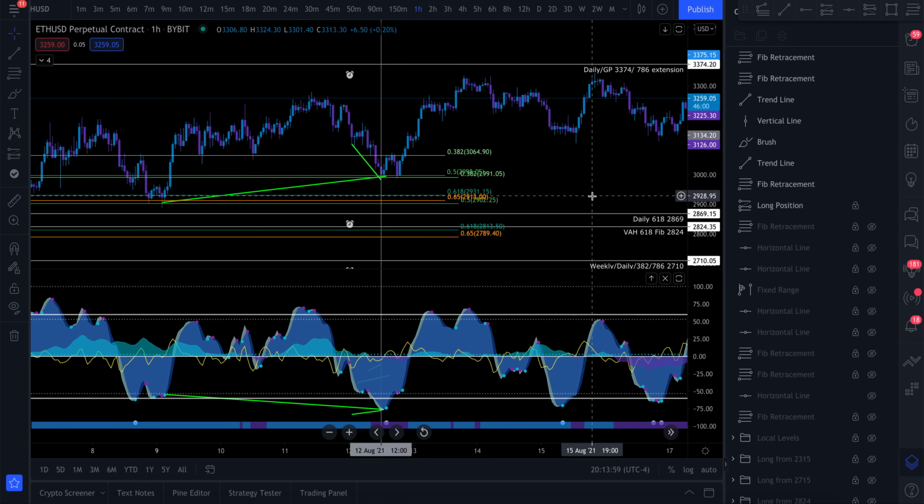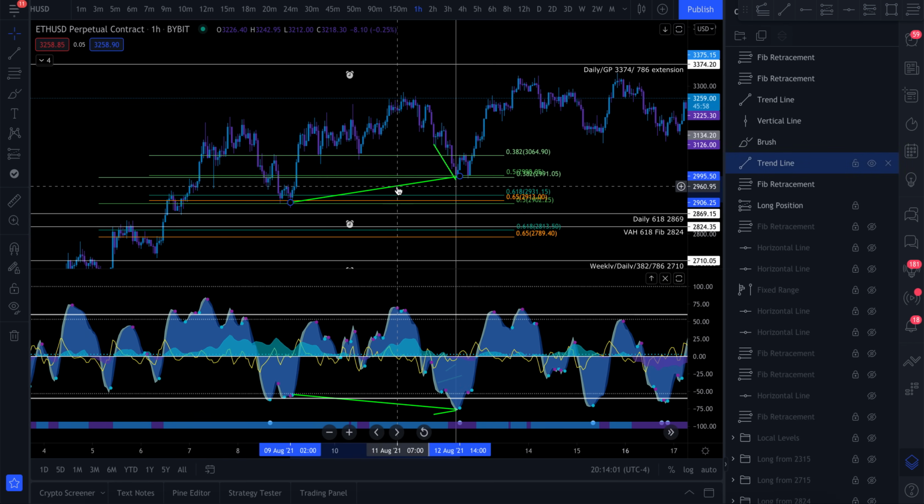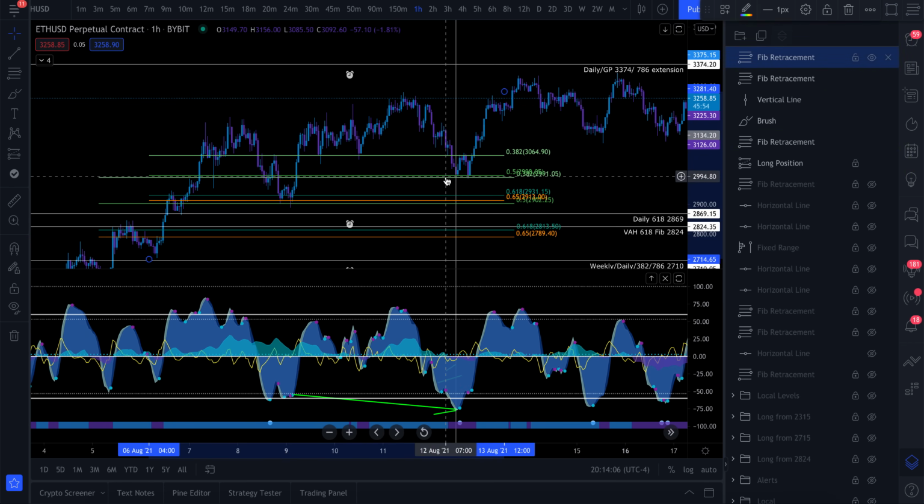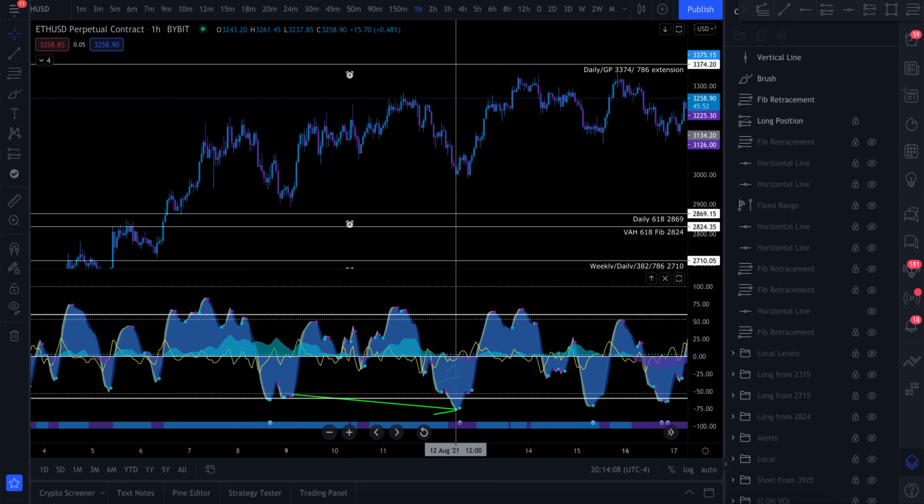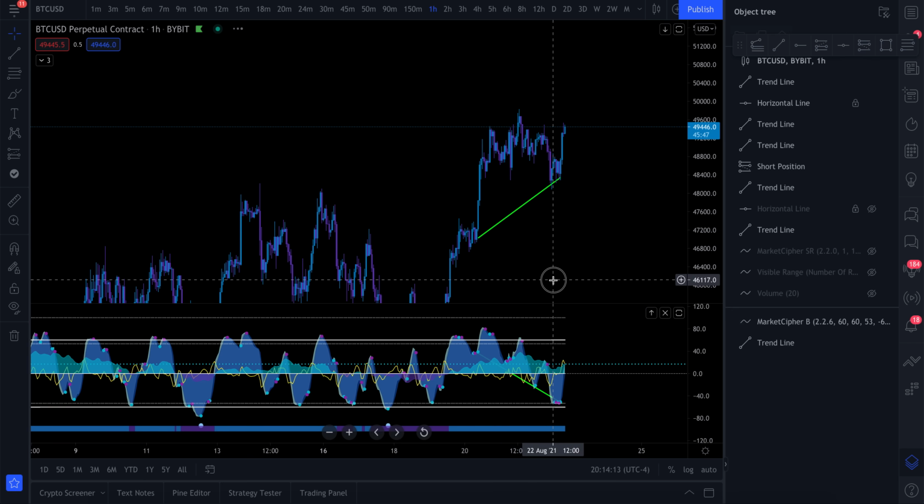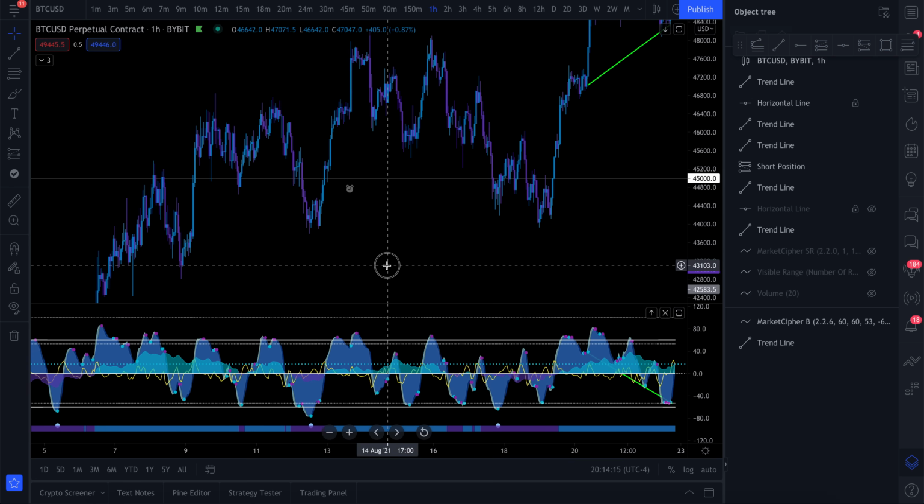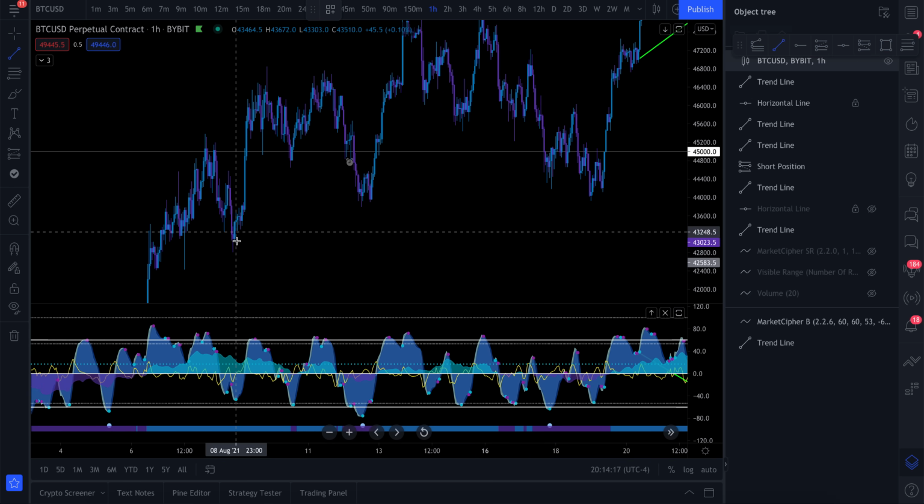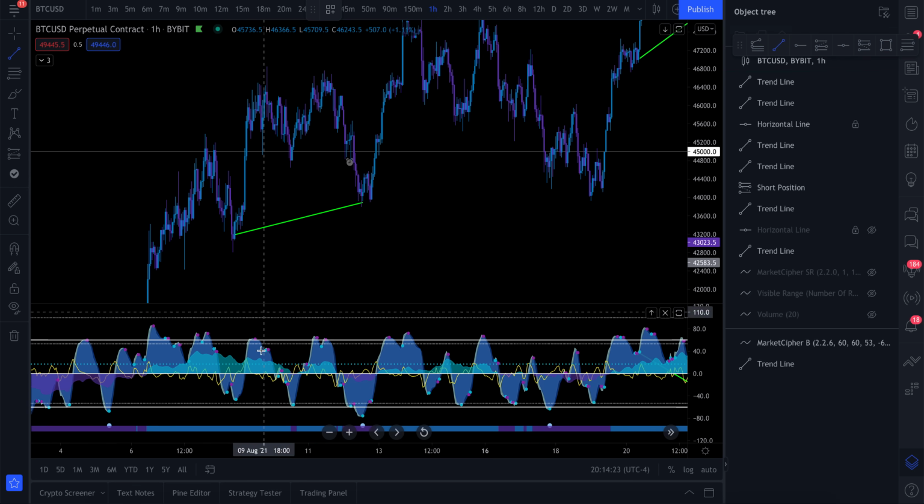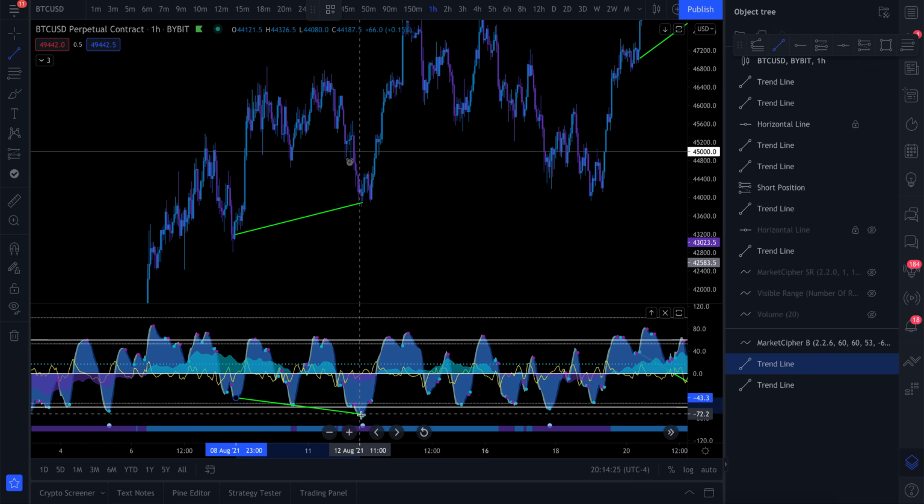This is one of the setups that I posted in the Discord, and we actually were able to take one on Bitcoin too, because if we go to Bitcoin and check out what was happening at the time, let's go to the 1 hour time frame and go back to that specific situation. This was it right here, a really juicy trade where price is making a higher low as momentum is making a lower low.